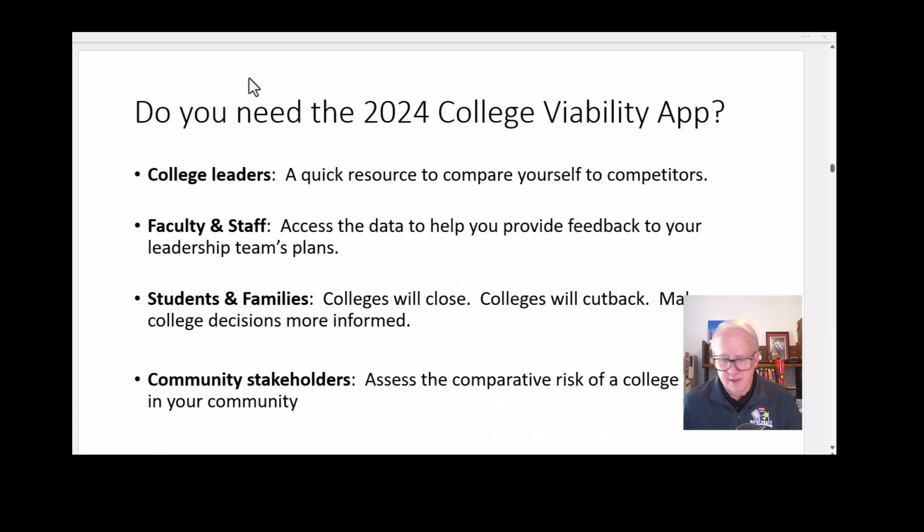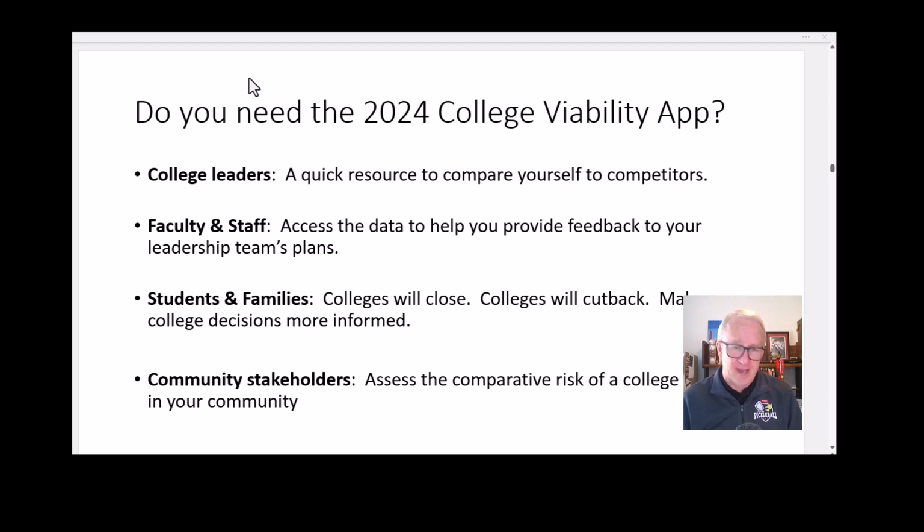So who needs the 2024 Private College Viability App? I can make the case that if you're a college leader, president, CFO, marketing or enrollment leader, or board member, this is a resource to compare yourself to your competitors, for better or for worse. For faculty and staff, I read constantly that these folks, particularly faculty, don't have access to the data they need to engage in educated discussions with their leadership about improving their financial situation. The College Viability App enables you to look at the data not just for your organization, but for your competitors as well.